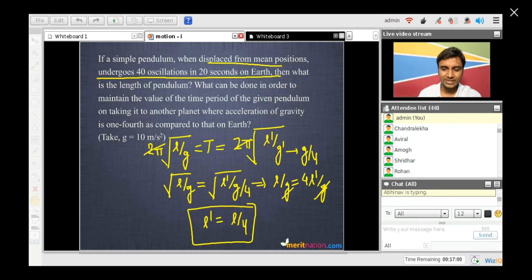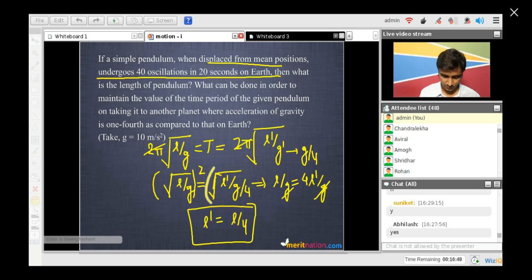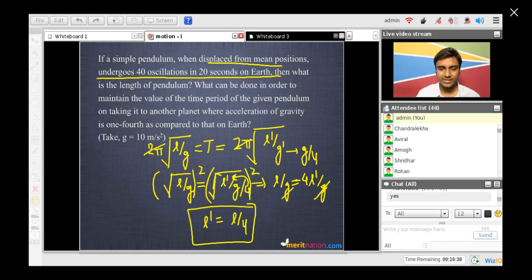It is simple mathematics, right? I've just done the cross multiplication. What is in the last part? I've just taken out the under root. I've taken the square of both sides. Okay, and it becomes L upon G is equal to, I'll take 4 above, so it will become 4 L dash upon G. G will be cancelled out, so L dash is equal to L upon 4. That's it. It's very easy, right?